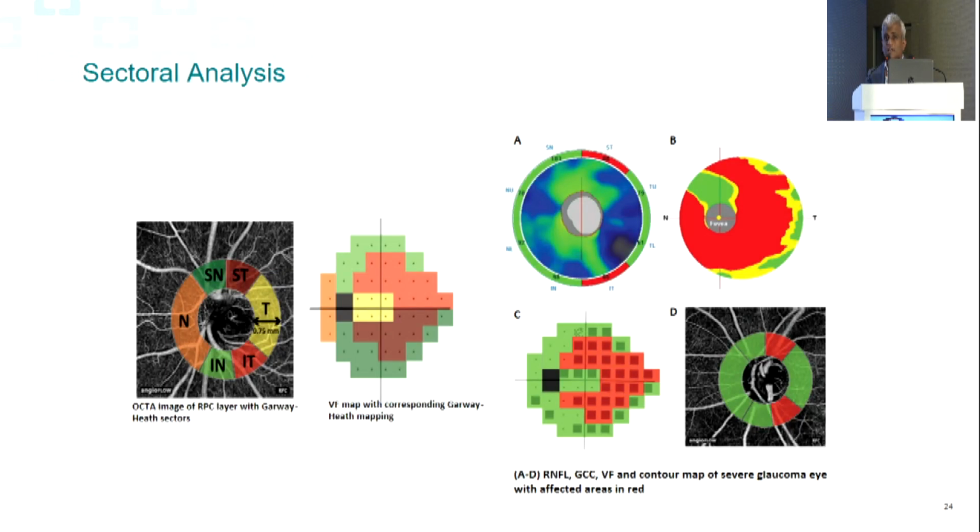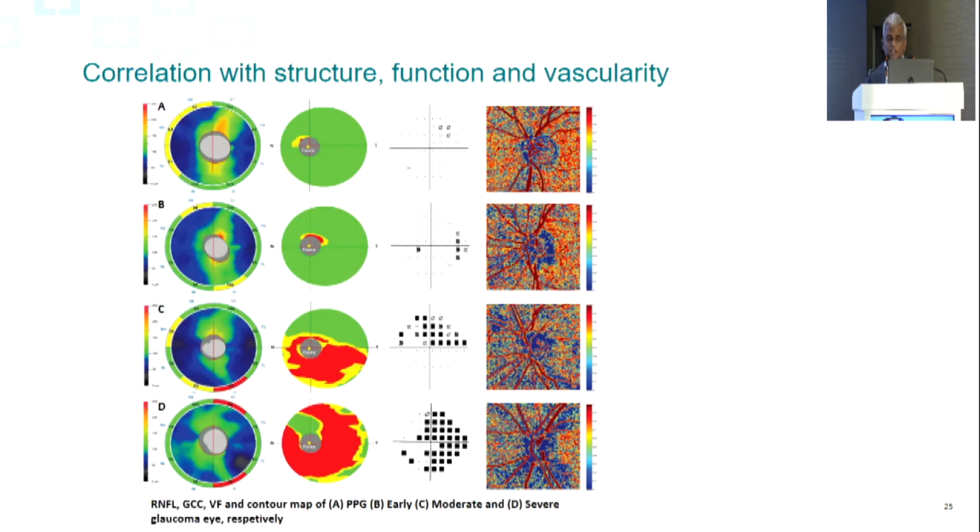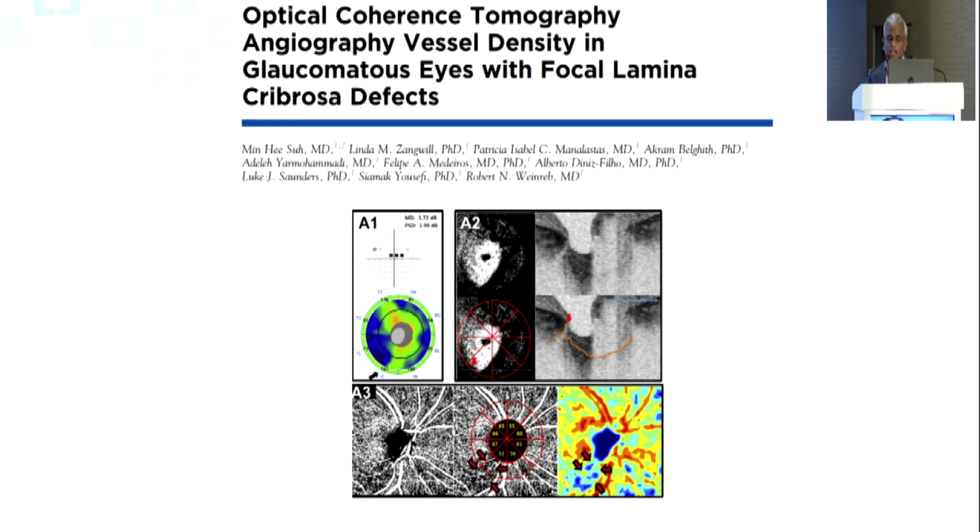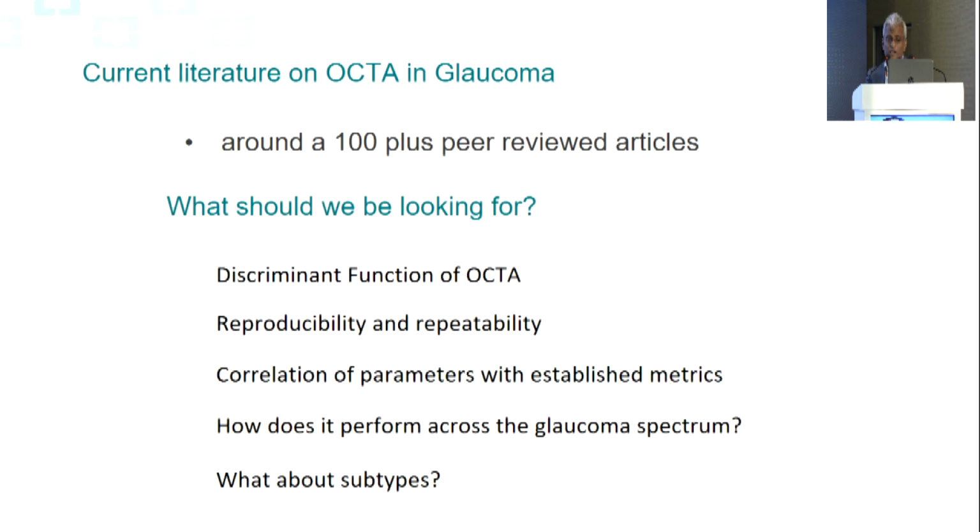And you can also then superimpose or overlay over the optic nerve head with the various regions of the visual field mapping and also the GCC and the RNFL maps as well. And it actually shows quite good correlation across structure, function, and vascularity. Current literature in OCTA and glaucoma: about 100 plus peer-reviewed articles.